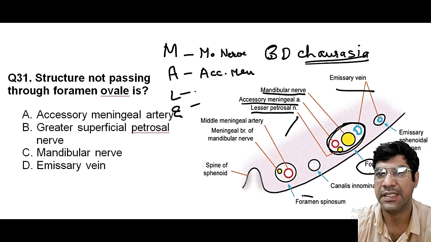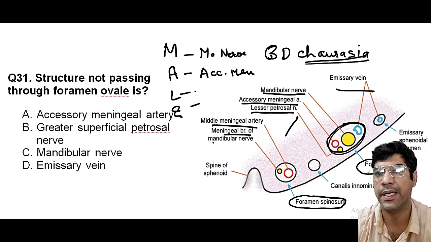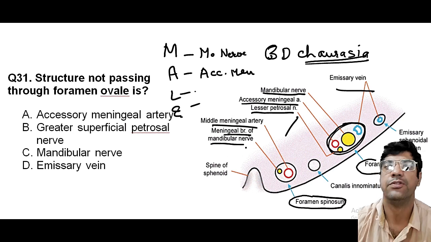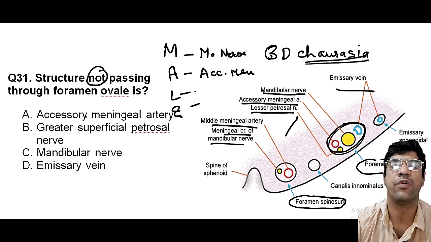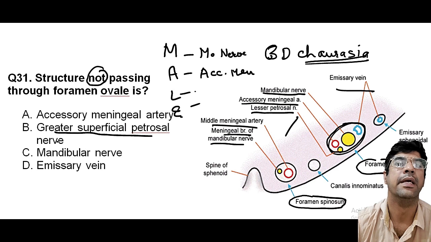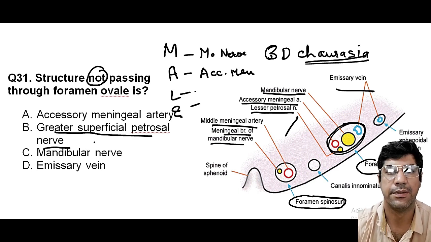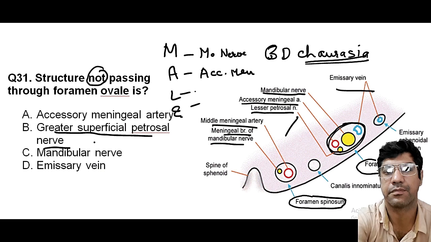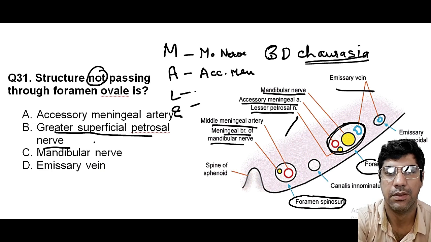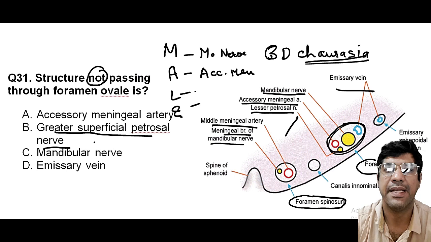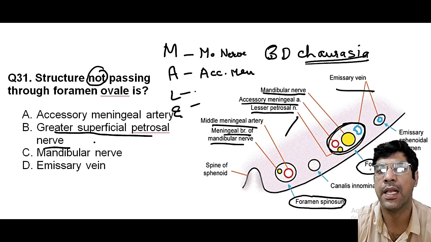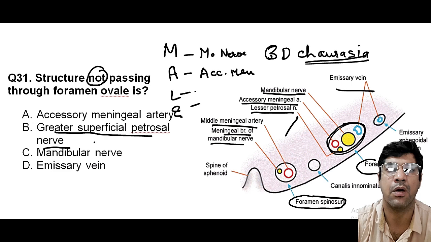Apart from that, you can see the structures that pass through the foramen spinosum. They are the middle meningeal artery and the meningeal branch of mandibular nerve. So the question is the structure not passing through foramen ovale. Answer is B. Hope your answer is clear. The greater superficial petrosal nerve is a branch of the facial nerve that carries parasympathetic fibers to the lacrimal gland, and it does not pass through the foramen ovale.